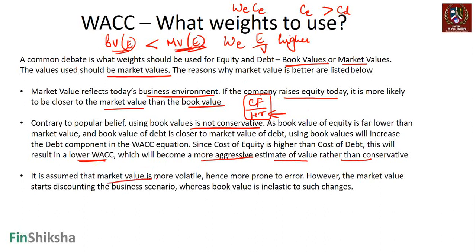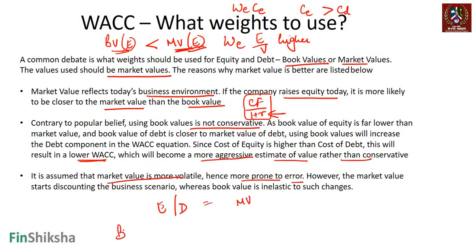And finally, it's assumed that market value is more volatile and hence more prone to error, because the markets are volatile, stock markets are volatile. But it is this volatility that is extremely useful while analyzing companies. Now imagine a company's management gets arrested in a certain case. Is that bad or good for the company? Does that impact what happens to the company in the future? The market value will immediately reflect it. The book value will not, right? So technically, when we use E and D, we should be using market values.